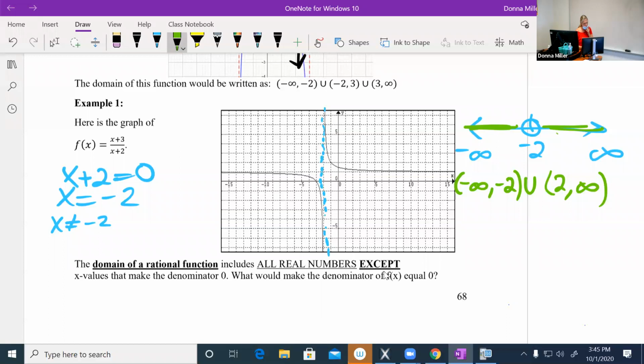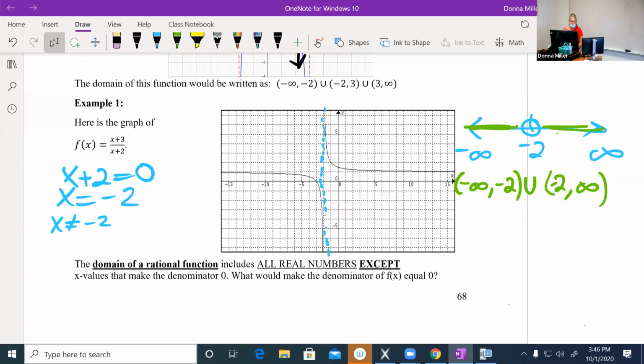Wait, would that other 2 not be negative? Oh yeah, it is a -2, right? So this should be a -2, right? Just leave the -1. Okay?